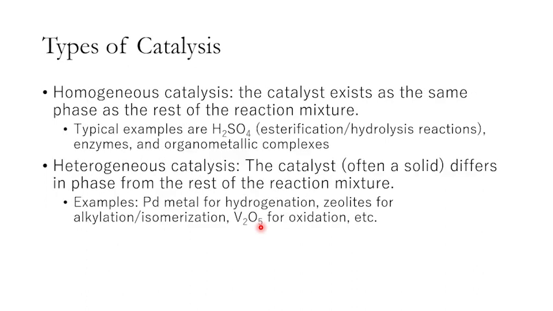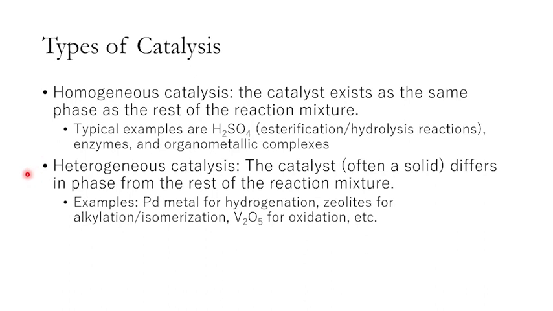We have two general types of catalysis: homogeneous catalysis and heterogeneous catalysis. For homogeneous catalysis, the catalyst exists in the same phase as the rest of the reaction mixture. A typical example of that is sulfuric acid being applied in esterification or hydrolysis reactions. Other types of homogeneous catalysts are enzymes in biological reactions and organometallic complexes. Normally, these are in the liquid state, and the substrate is also either in the aqueous or in the liquid state. Basically, for homogeneous catalysis, there are no phase boundaries between the catalyst and the substrate.